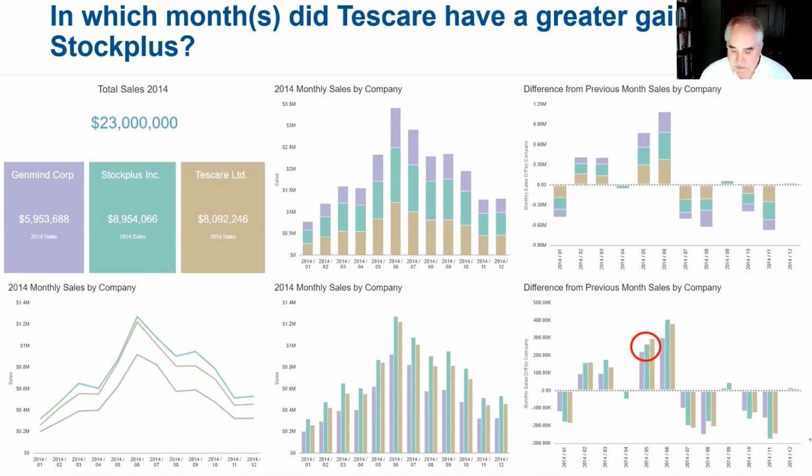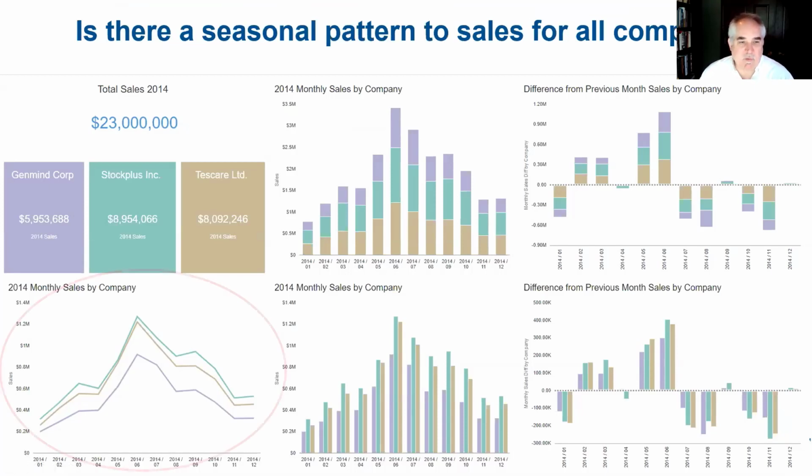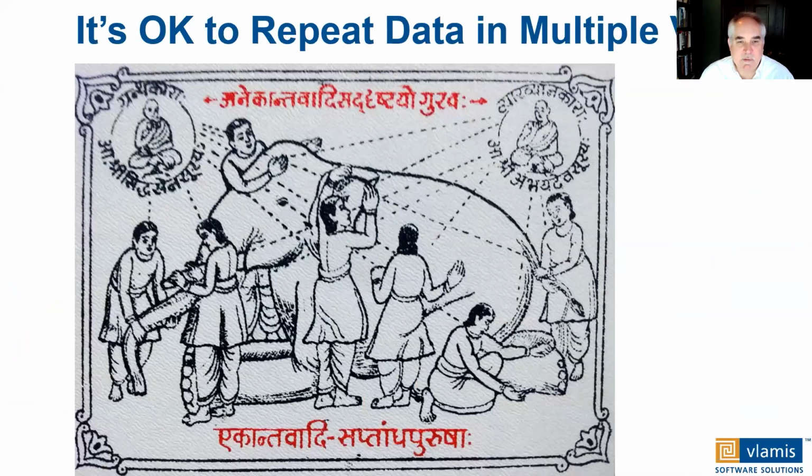it's in May. And of course, for a seasonal pattern, we're going to use a line graph so that we can see easily, yes, there is a seasonal pattern: low in the winter, high in the summer, spring. So that answers that question for us simply by using a combination of graphs that show different insights in different views. And what you'll see is that we emphasize it's okay to repeat the data in several different views.